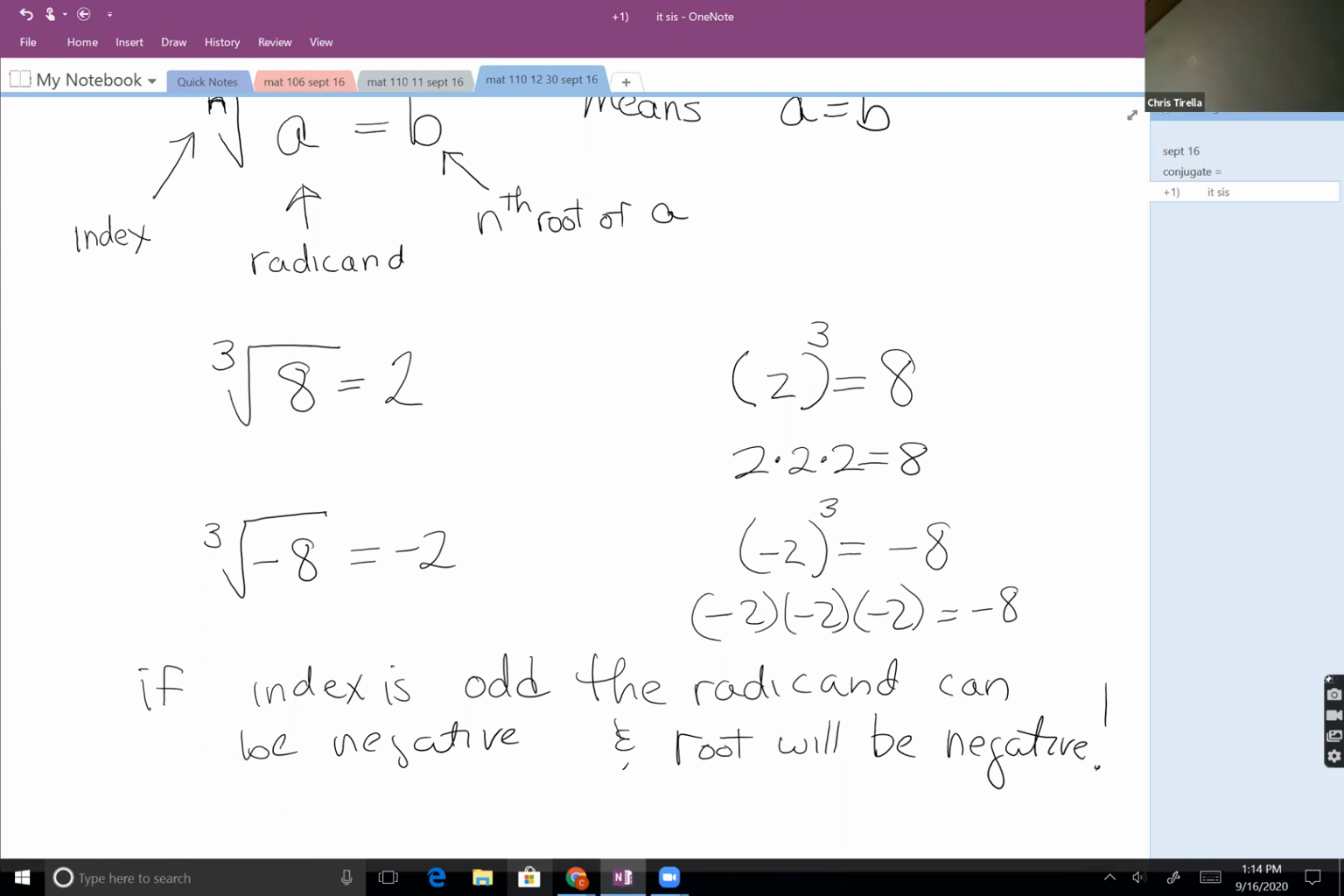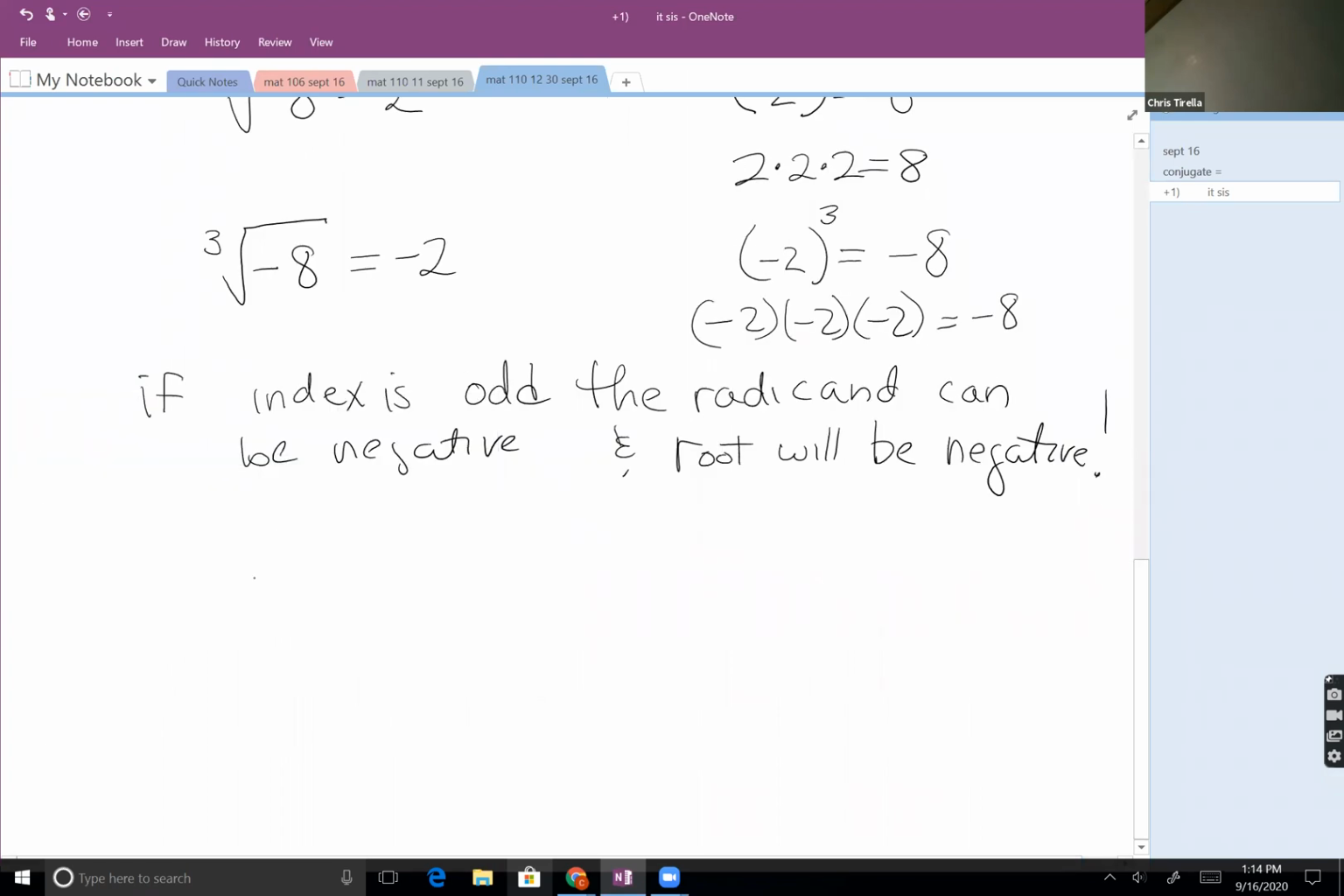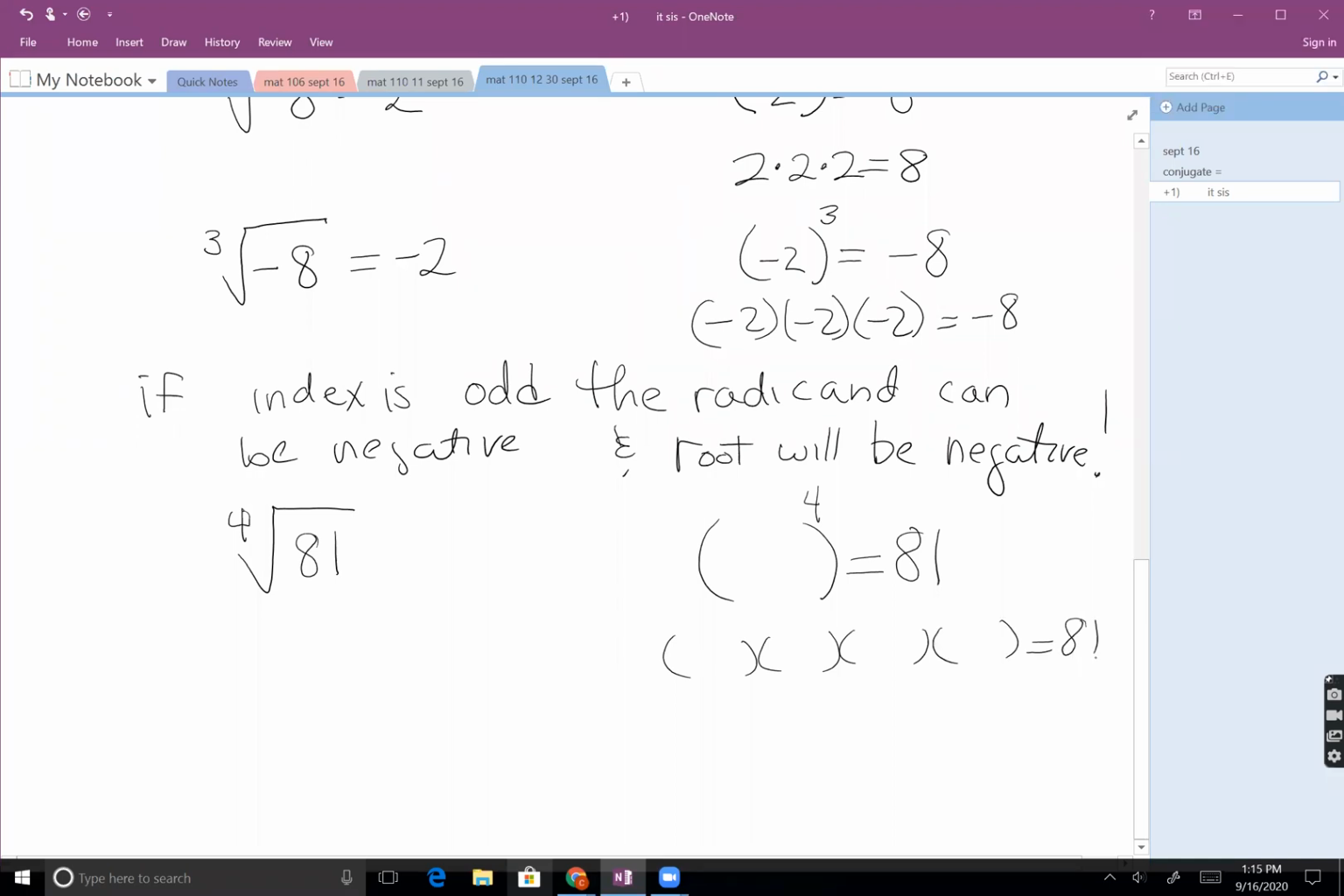So, looking at a couple more, if I were to ask for the fourth root of 81, again, I'm wondering what number to the fourth power gives me 81. Is there something that I can multiply by itself 4 times and get an answer of 81? 3. 3 times 3 is 9, 3 times 3 is 9, and 9 times 9 is 81. So the fourth root of 81 is 3.